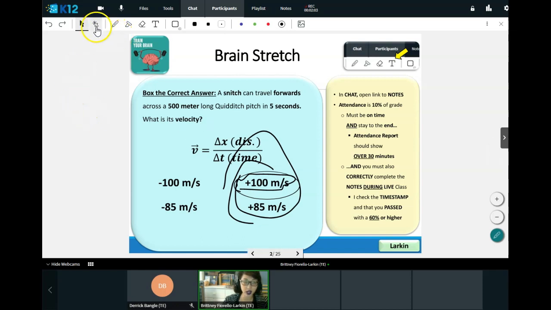Go ahead and we can annotate this a little bit together because I think that'll help us. So 500 meters: is meters a velocity, a distance, displacement (we use those pretty interchangeably), or a time? Tell me in the chat box. Meters, is that a velocity, distance, or time? Tell me in the chat.